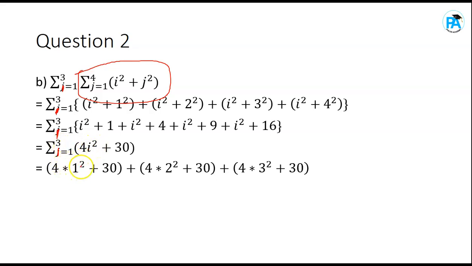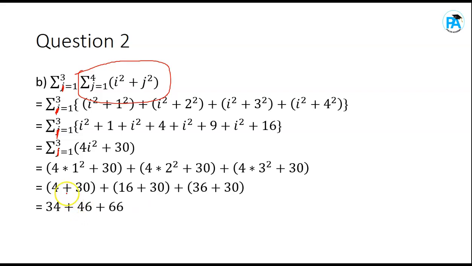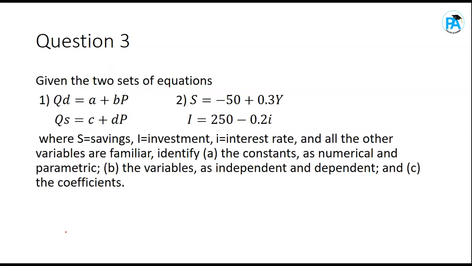So 4 times 1 squared plus 30, plus 4 times 2 squared plus 30, plus 4 times 3 squared plus 30. So 4 times 1 squared is 4 plus 30. 2 squared is 4, right? 4 times 4 is 16 plus 30. 3 squared is 9, 9 times 4 is 36 plus 30. So when you add this and this, you get 34. This and this, you get 46. This and this, you get 66. Then you add everything together, you get 146. So that is the final answer for this. So let's quickly look at question 3.